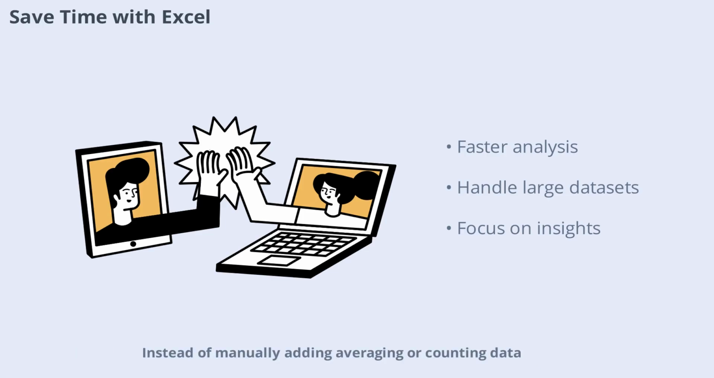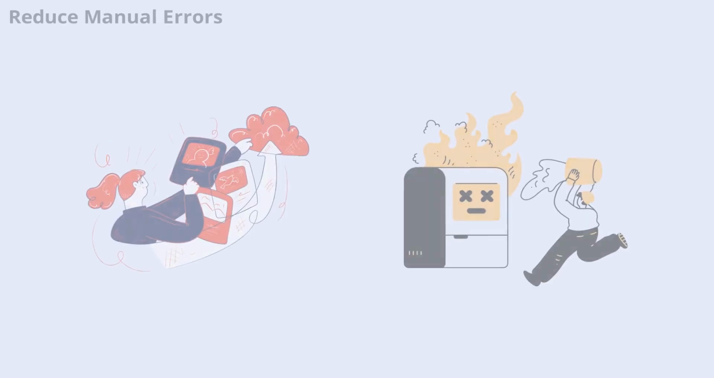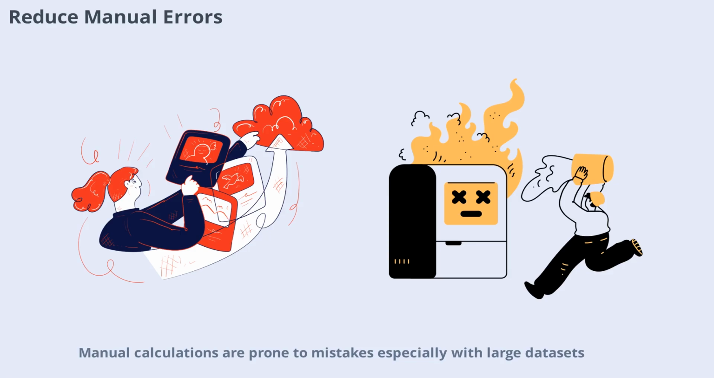Instead of manually adding, averaging, or counting data, you let Excel handle the heavy lifting. This means you can analyze larger datasets in less time and focus on drawing meaningful insights from your analysis. Manual calculations are prone to mistakes, especially with large datasets. Excel functions minimize these errors by automating the process. This ensures your results are accurate and reliable, which is crucial when making business decisions based on your data.